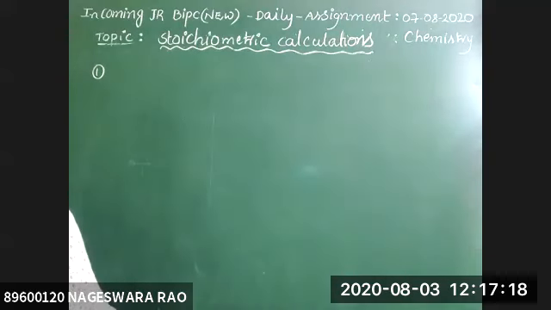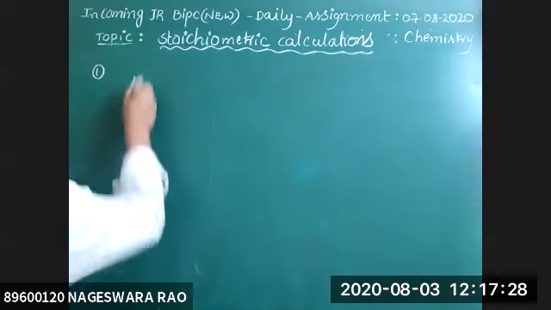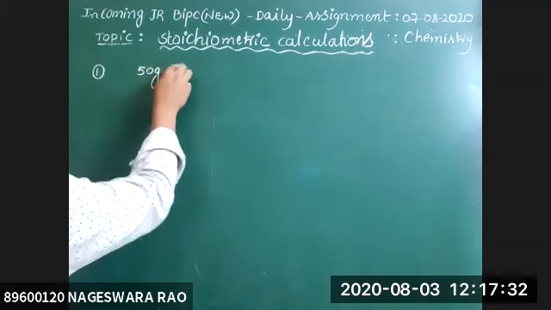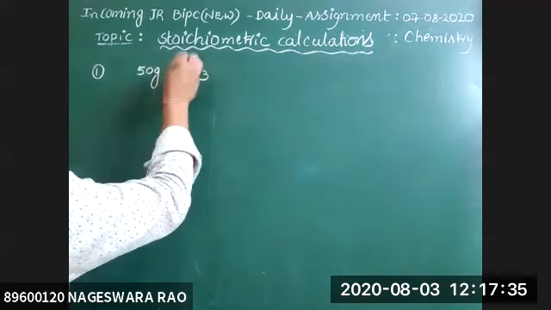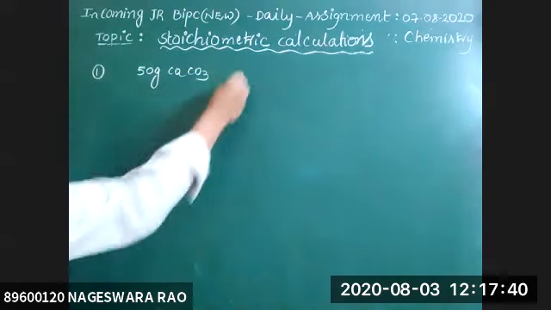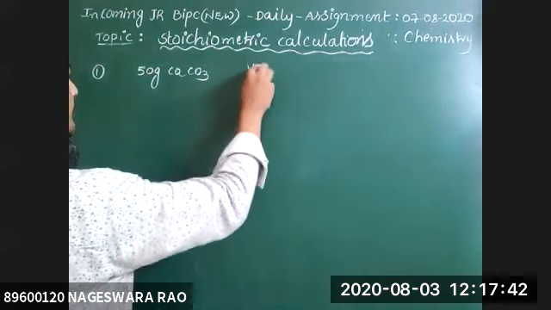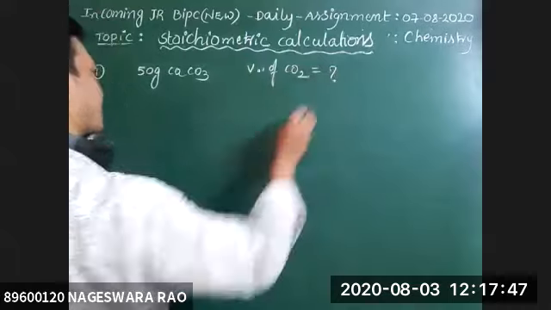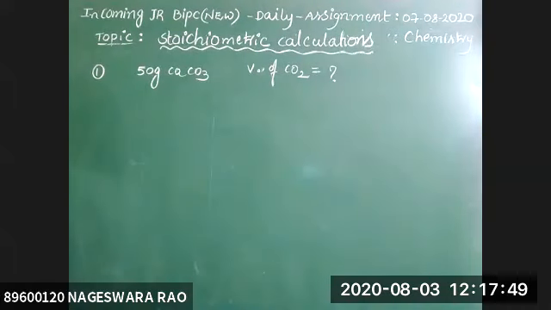Question number 1. The volume of CO2 evolved at STP on heating 50 grams of CaCO3. What is the volume of CO2 when 50 grams of CaCO3 decomposes?